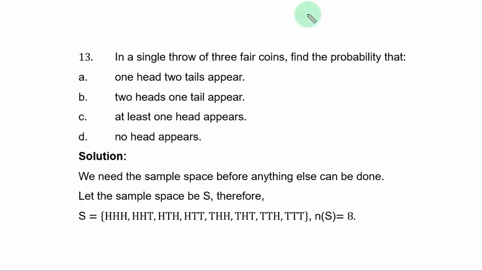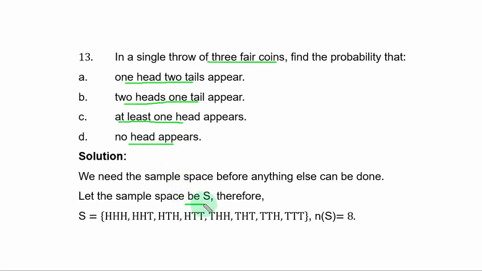Example 13. In a single throw of 3 fair coins, find the probability that A, 1 head, 2 tails appear. B, 2 heads, 1 tail appear. C, at least 1 head appears. D, no head appears. Solution. We need the sample space before anything else can be done. Let the sample space be denoted by S.